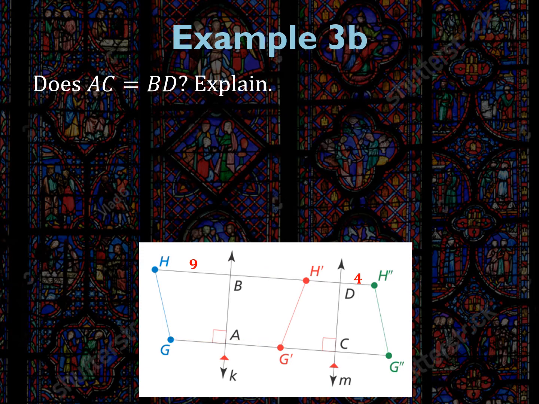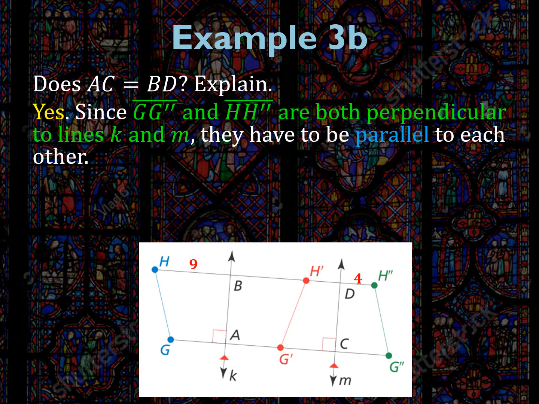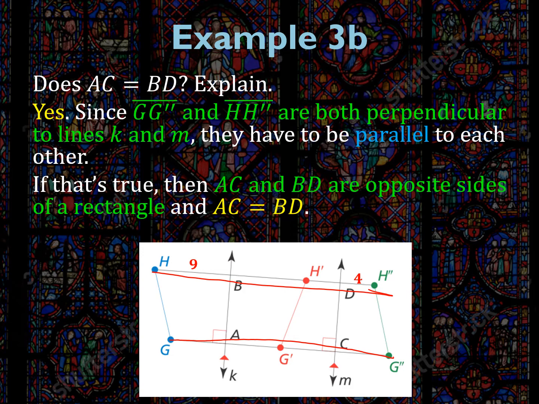3b: Does AC equal BD? And the answer is yes, because G double prime and H double prime, which are these 2 long segments, are both perpendicular to lines K and M, which means that 2 lines that are perpendicular to the same line have to be parallel to each other. If that's the case, then AC and BD are opposite sides of a rectangle, and then AC is equal to BD. So basically you have 2 pairs of sides that are parallel, 4 right angles, so you got a rectangle. Opposite sides of a rectangle are congruent.